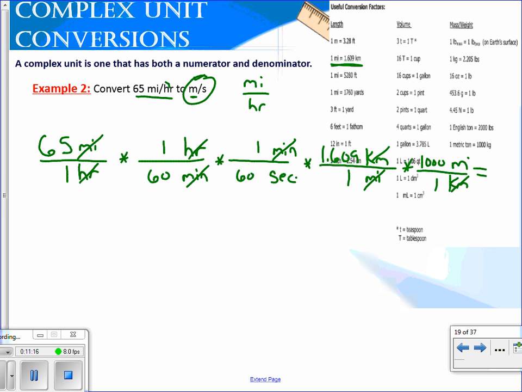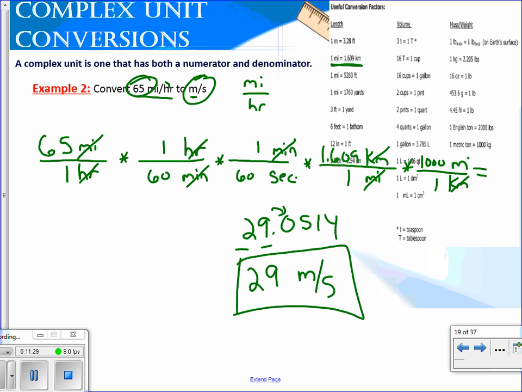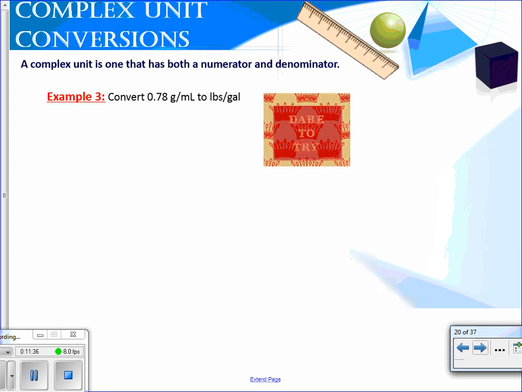And then when you do that in the calculator, you get 29.0514, but this has 2 significant digits, 1, 2. And then looking at that, it's going to say it's 29 meters per second. You see, the dimensional analysis can get quite long. Here's another one.